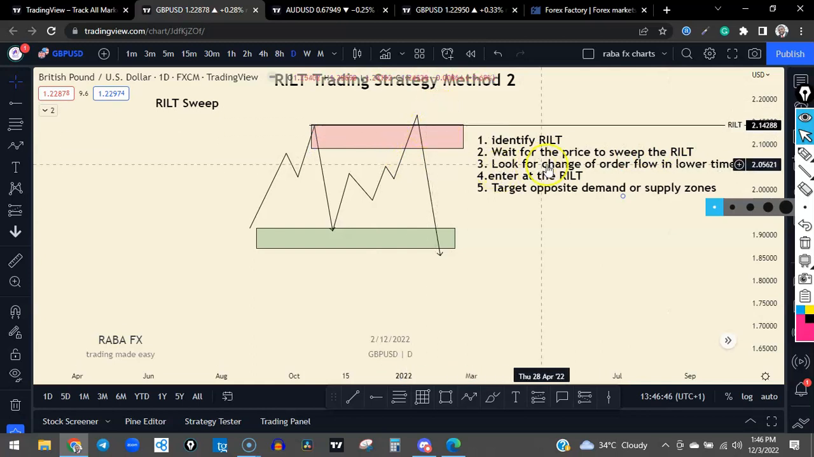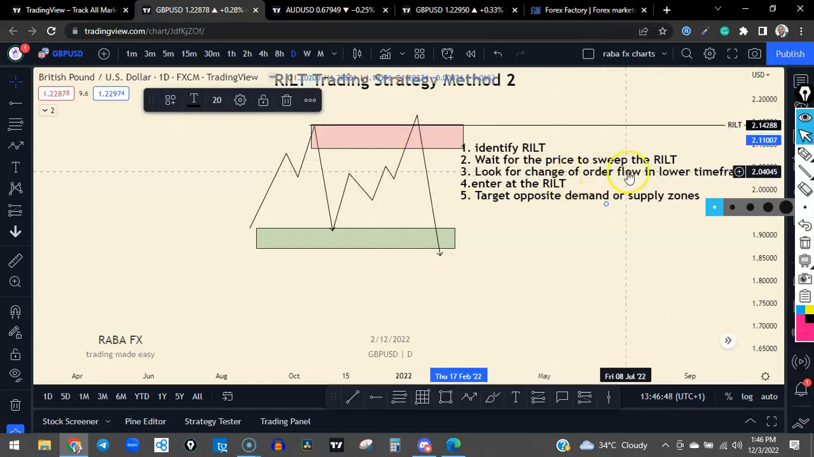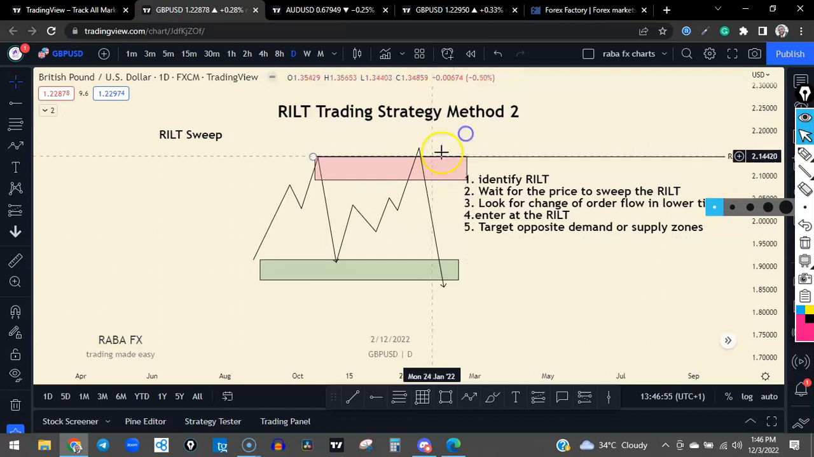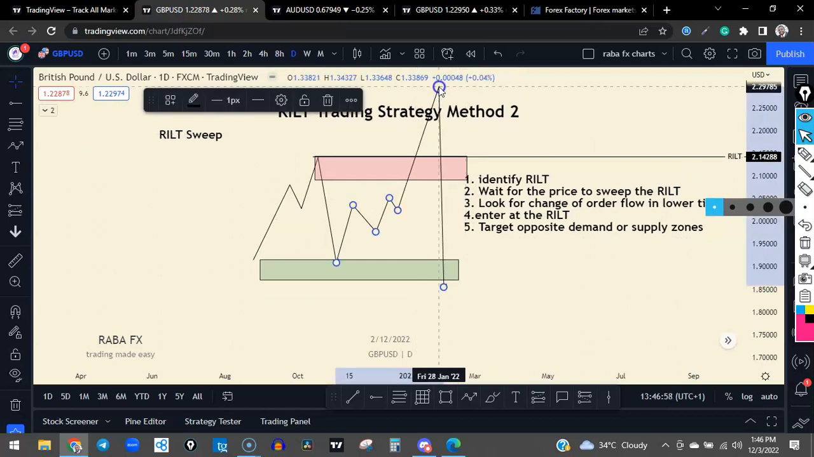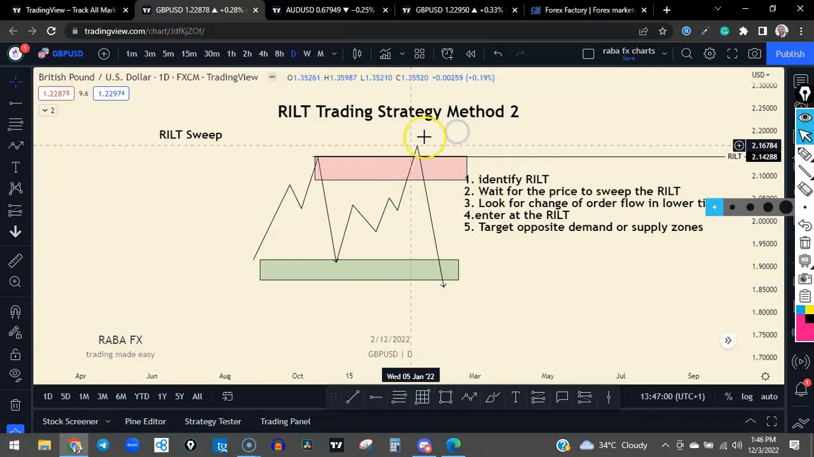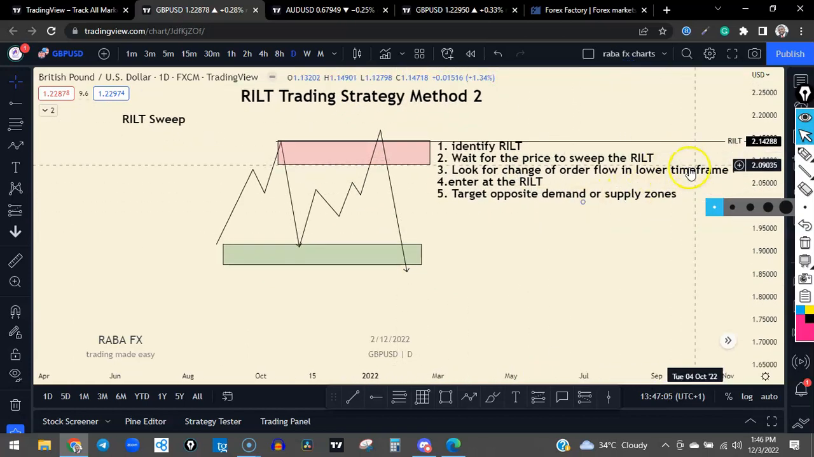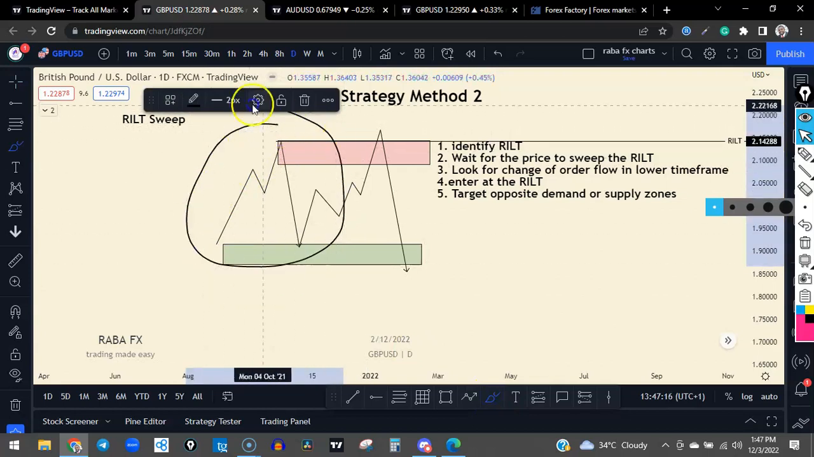That is it. Number 3, look for a change of order flow. Because price has just taken this doesn't mean you should then sell immediately. Sometimes price will take this R.I.L.T and then start heading up. In order not to be caught in such a position, you have to wait for a change of order flow in a lower time frame. Meaning you are going to look for this same pattern again, but this time around it will be a valid pattern to trade from. Look for this same pattern again.